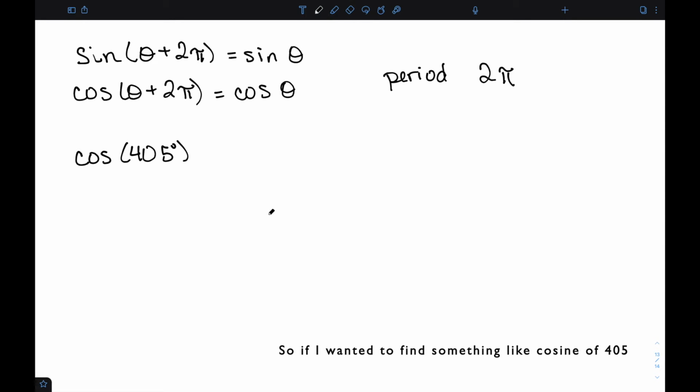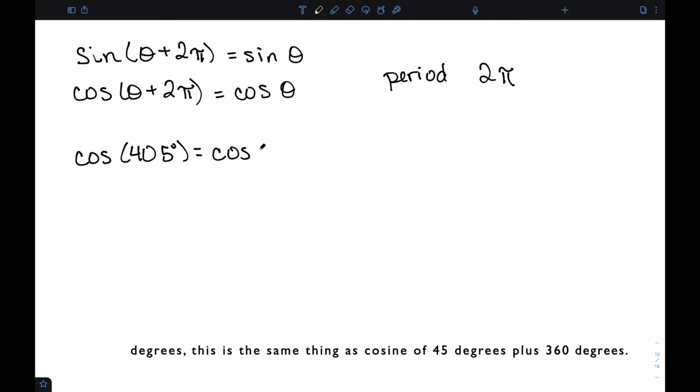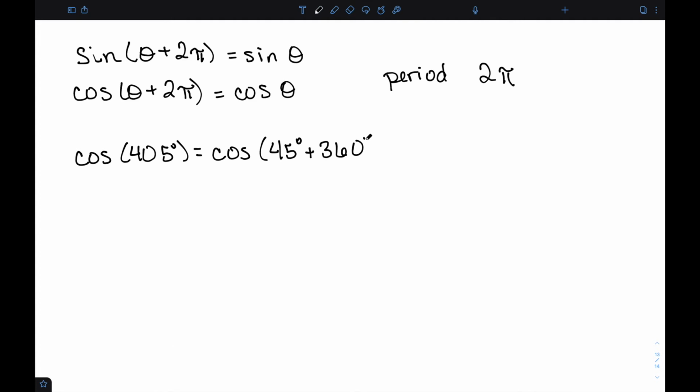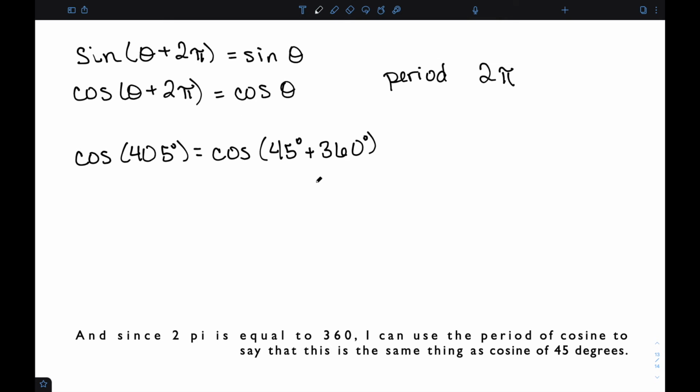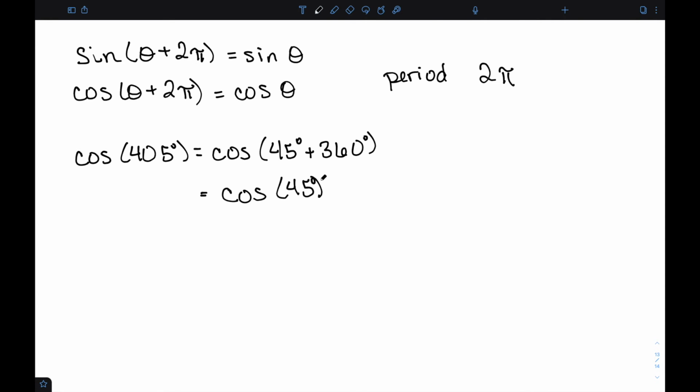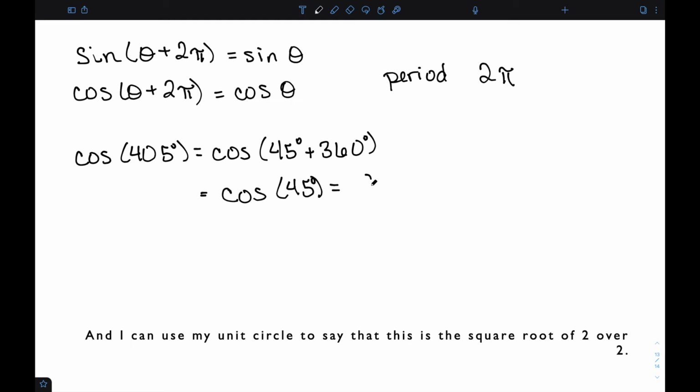So if I wanted to find something like cosine of 405 degrees, this is the same thing as cosine of 45 degrees plus 360 degrees. And since 2 pi is equal to 360, I can use the period of cosine to say that this is the same thing as cosine of 45 degrees. And I can use my unit circle to see that this is the square root of 2 over 2.